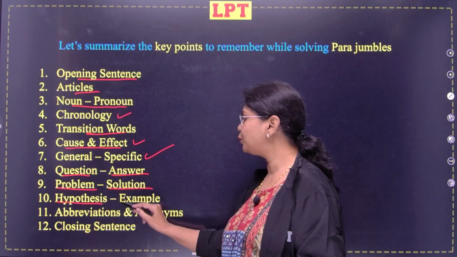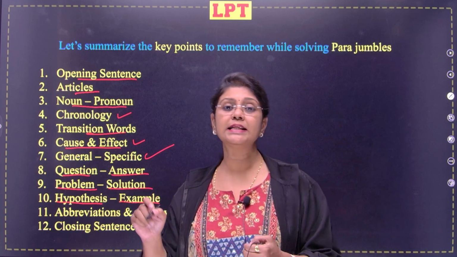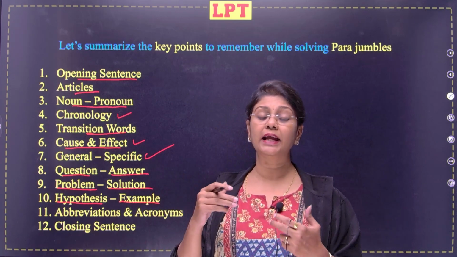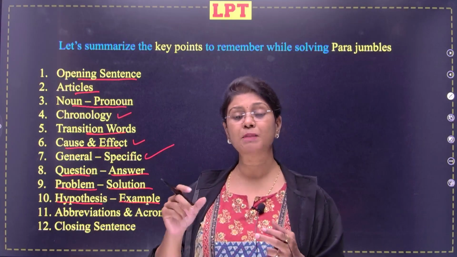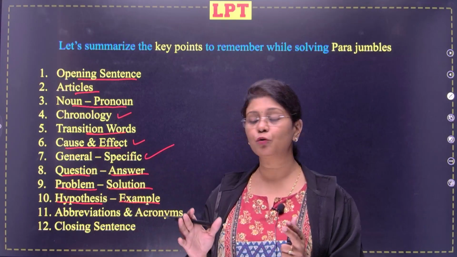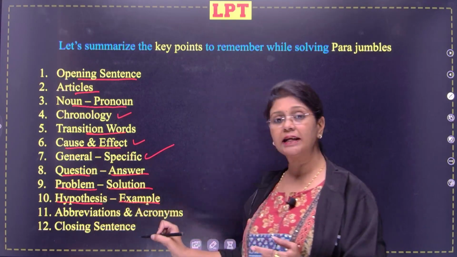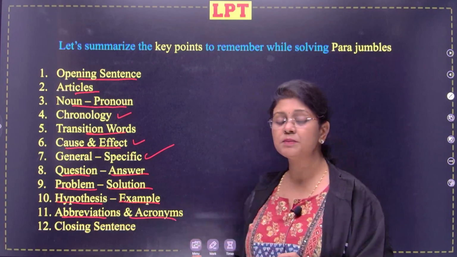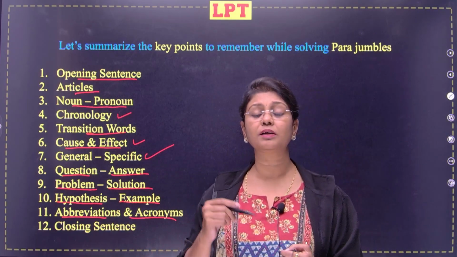Similarly, you can have hypothesis and example. So let's say I talk about the problem of drug addiction in youth, and then I talk about the scenario especially in Punjab. So of course that would be the case. So hypothesis and example forms a pair. Then you have abbreviations and acronyms. We have not discussed this, but this also gives you a clue.